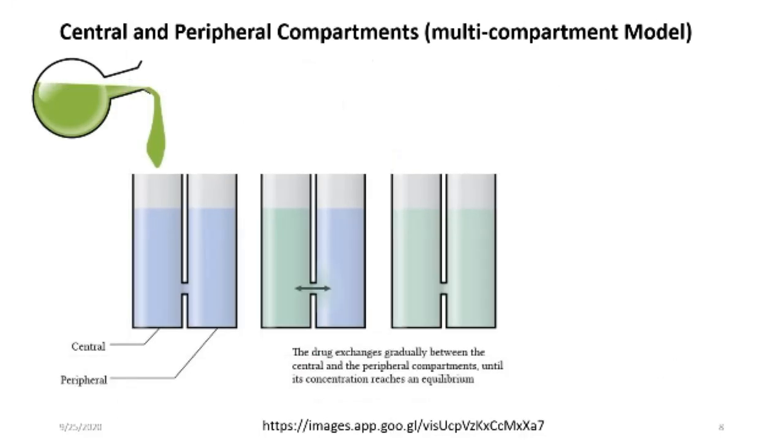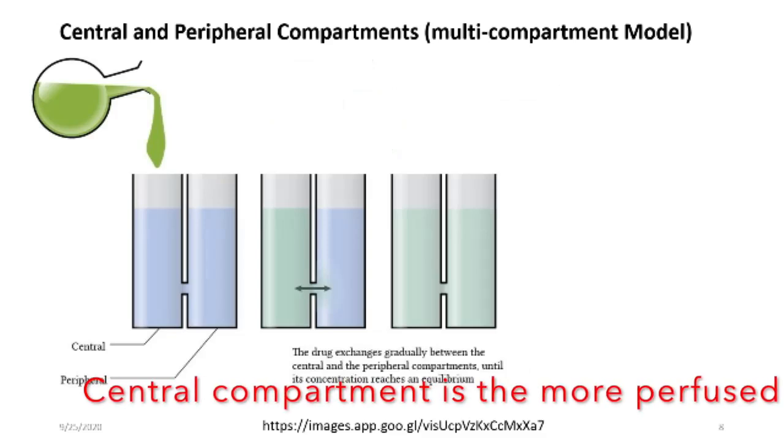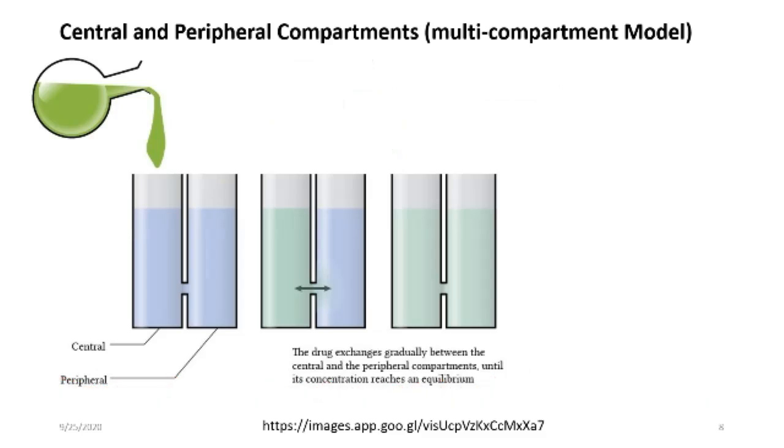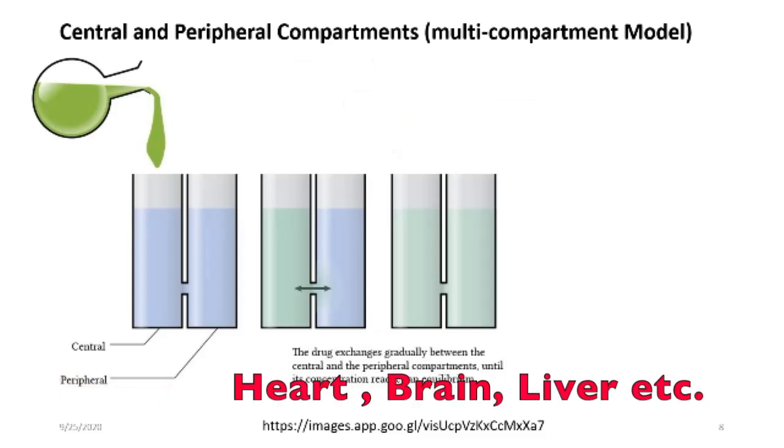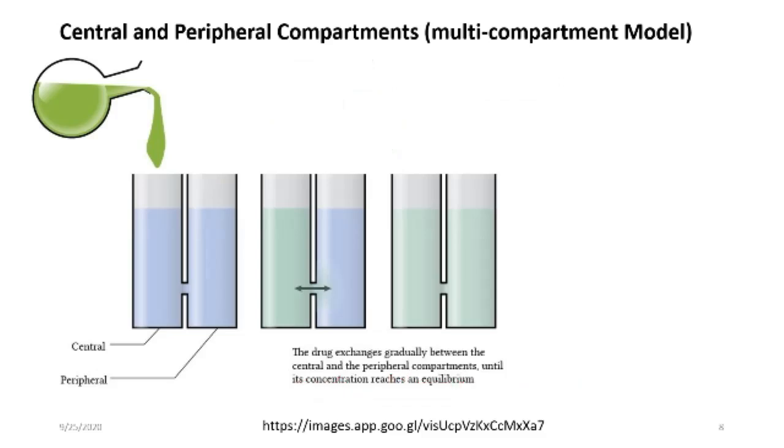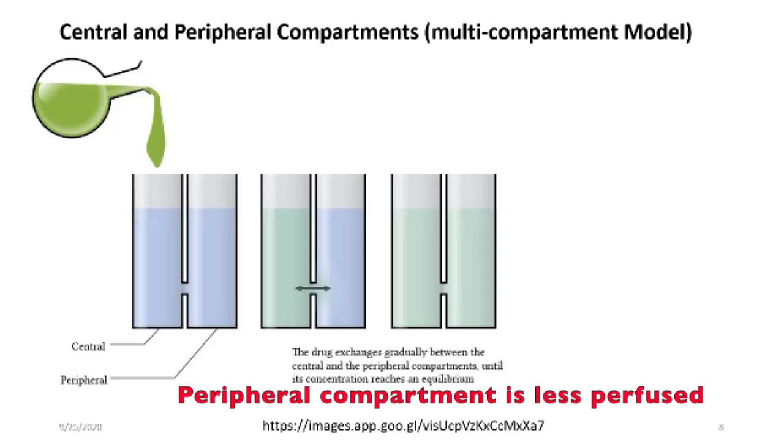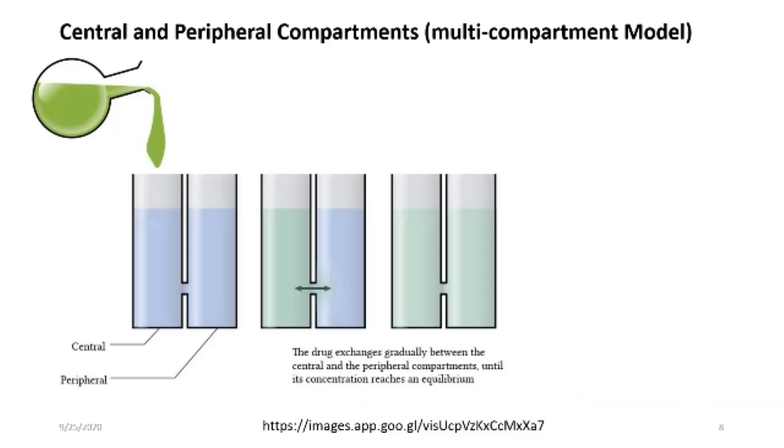Now we have the central and peripheral compartments, known as the multi-compartment model. Recall that the central compartment includes well-perfused organs, or plasma, the heart, the liver, the brain, the kidney, those highly perfused areas where the drug will equilibrate quickly. The peripheral compartments, such as the adipose tissue and the skeletal muscle and the skin, are less well perfused, and the drug equilibrates in those areas much, much more slowly.